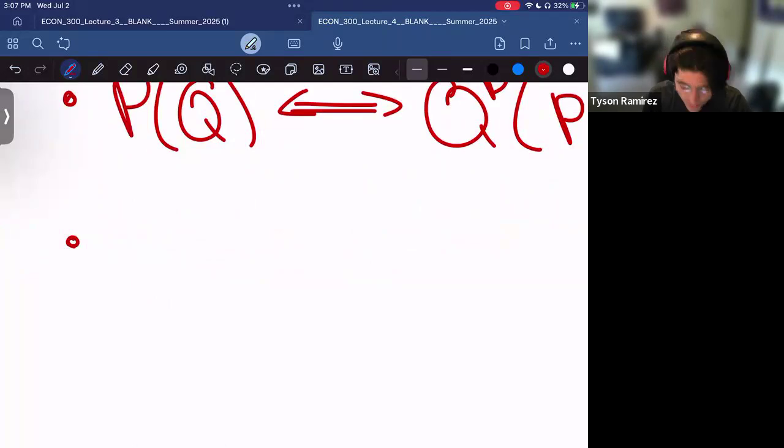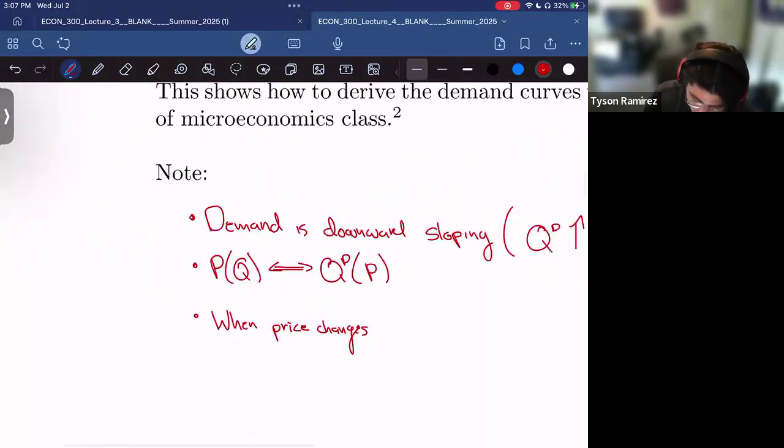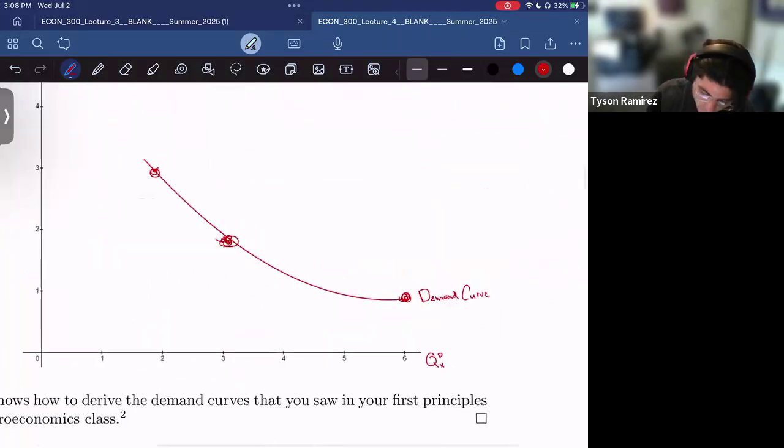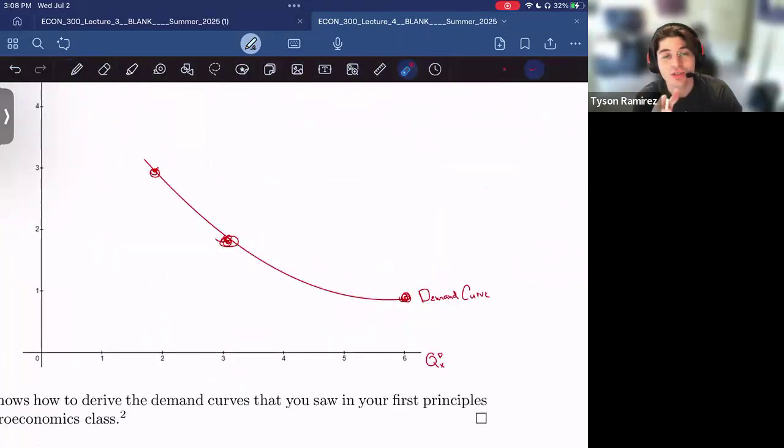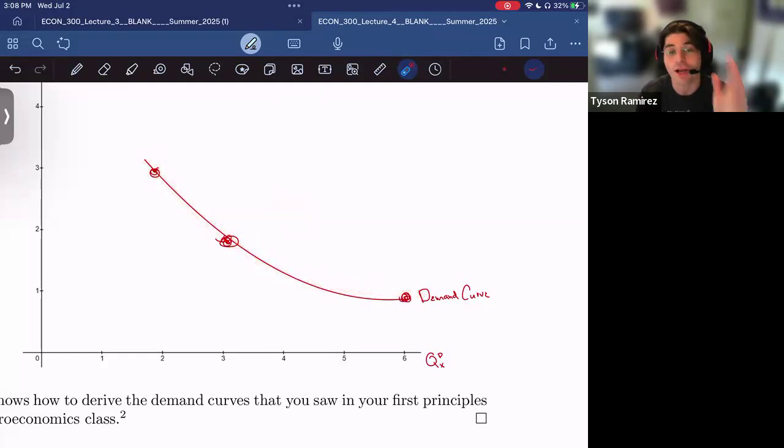One more thing that I want to point out is that when the price changes, all right, when the price changes, your principles of econ teacher should have made a big deal about this: if the price of good X changes, then we move along the curve. This doesn't shift the curve. If the price of the thing changes, you just move along the curve. The curve stays in place. It just takes you to a different point on this curve.